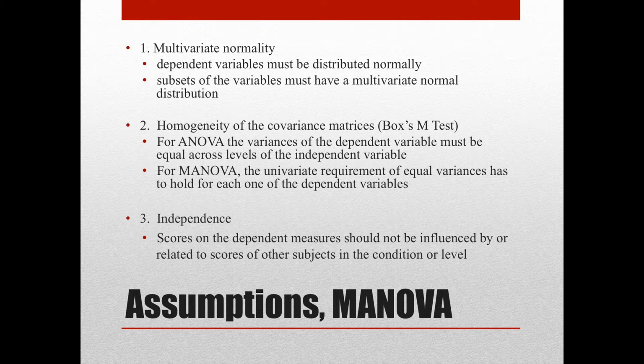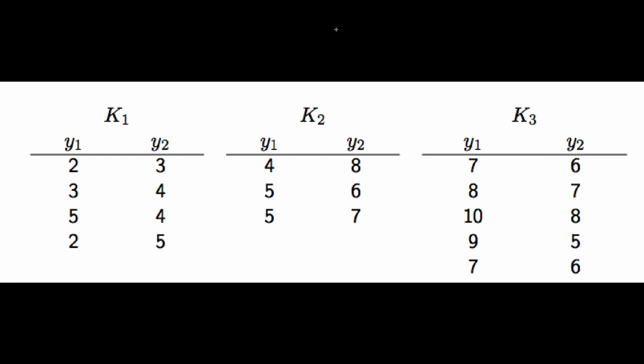Okay? Well, next we'll get into a short video on running a MANOVA example and jump into R and see how that's done. So I'll show you an example of some data that I have. What we've got here is three groups. You might think of it as three treatments, three instructional techniques, whatever. And we have two dependent variables, y1 and y2.